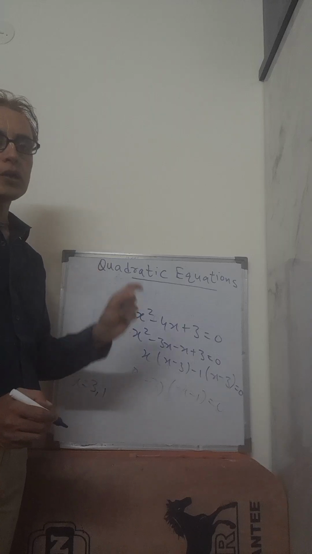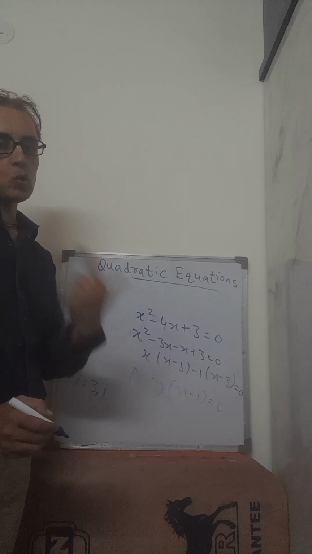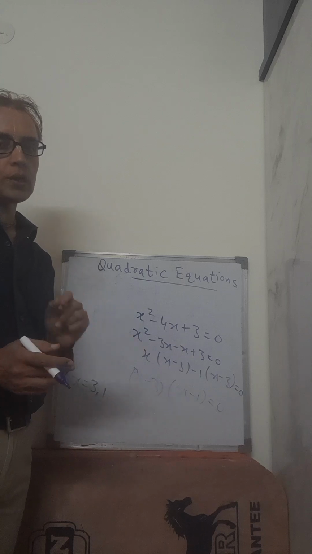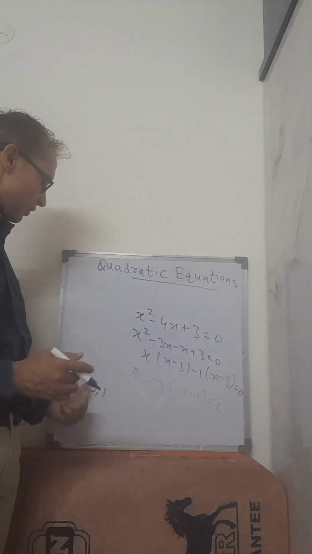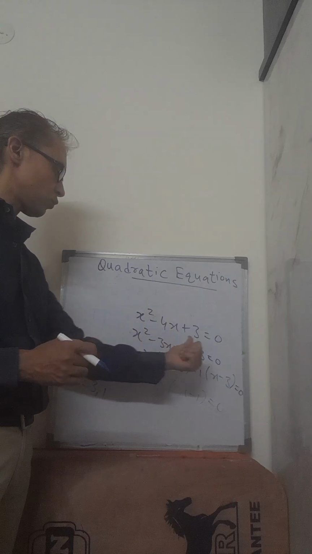And as we know, it's a polynomial of degree 2. It can have only 2 roots. Maximum 2 roots only. Right? Not more than 2 roots. So these are the two numbers 3 and 1 which are called as the roots. Roots means the numbers which will satisfy this equation.